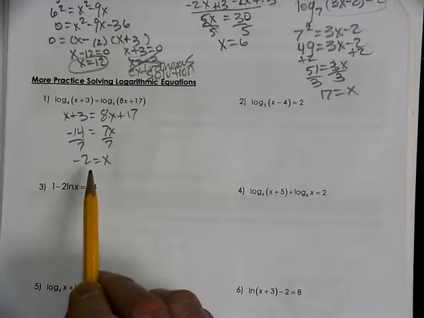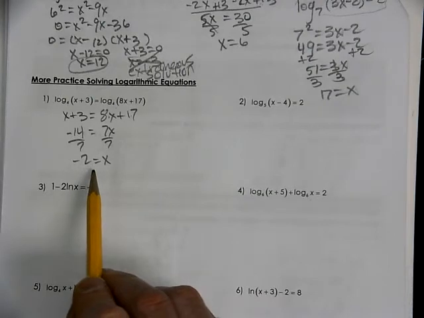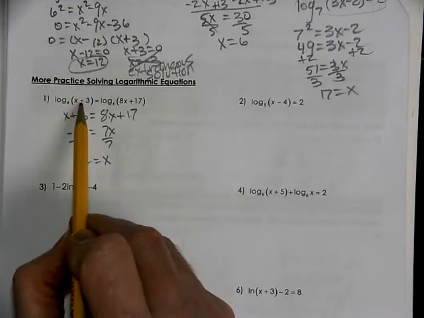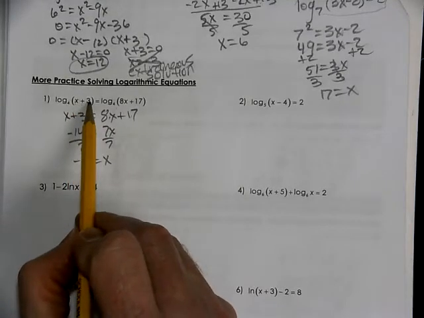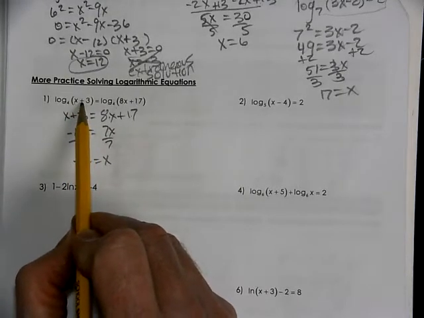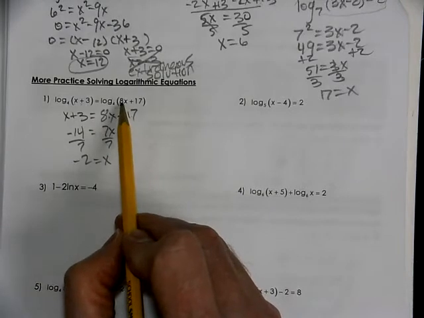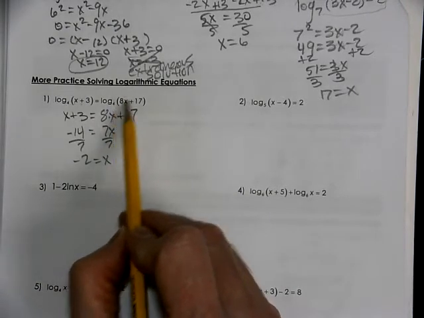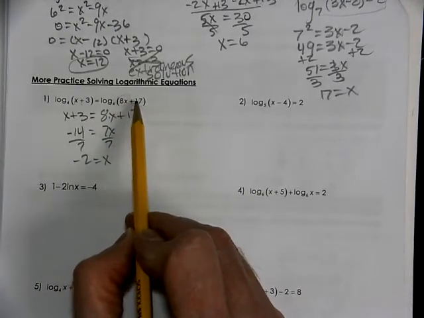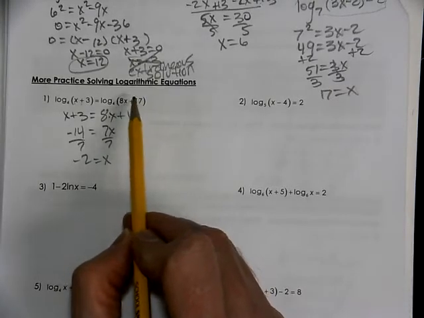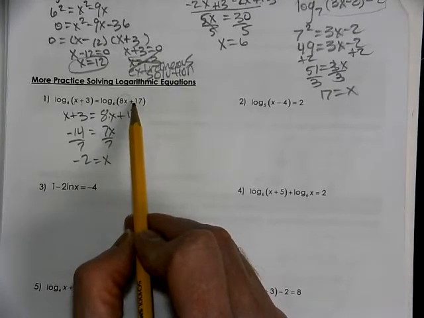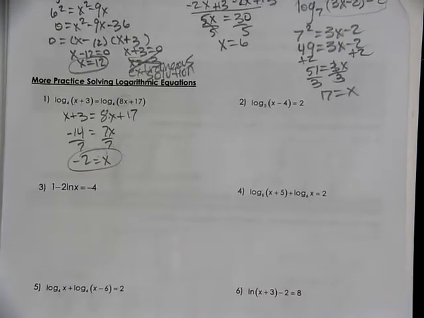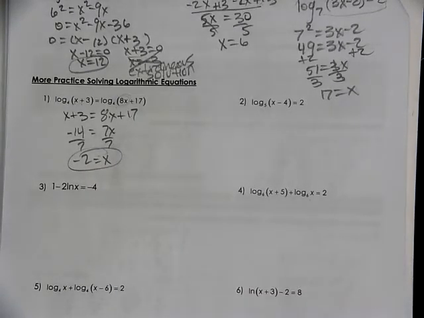Now notice, here's an answer of negative 2. We typically would say that that's going to give us an extraneous solution. But when you plug it in here, you get negative 2 plus 3 is 1. That's okay. Plug in a negative 2 here, you get negative 16 plus 17 is 1. So that's okay to have. So x equals negative 2 is your answer.